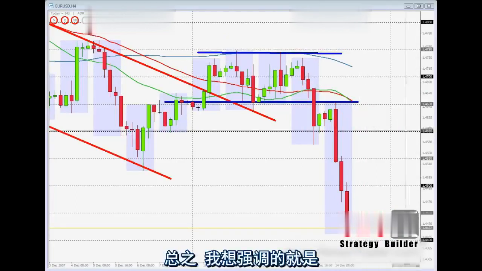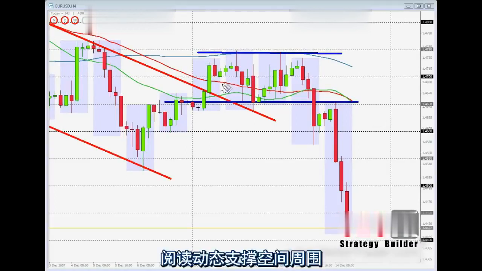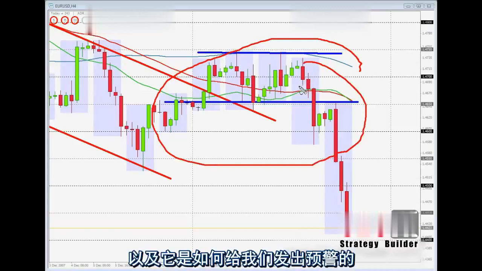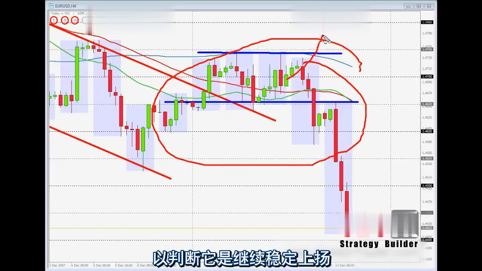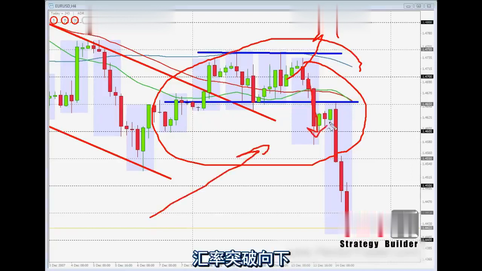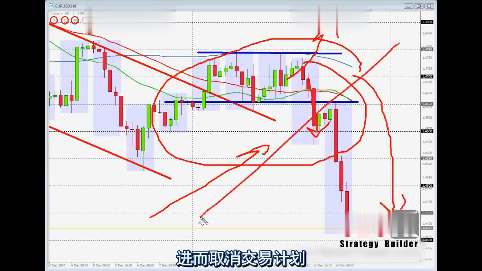But anyway, guys, what I'm trying to point out is the importance of price action reading around the dynamic area of support and resistance, and how it usually can warn us in advance whether we are about to enter a sound position in the direction of the main trend, or whether the trend is actually weakening, price breaches through, and the whole setup is cancelled.